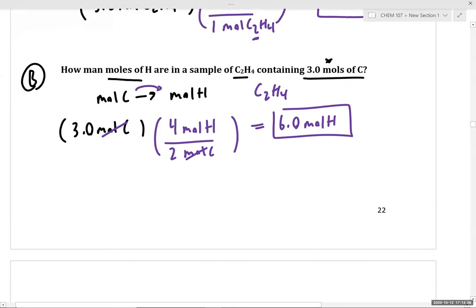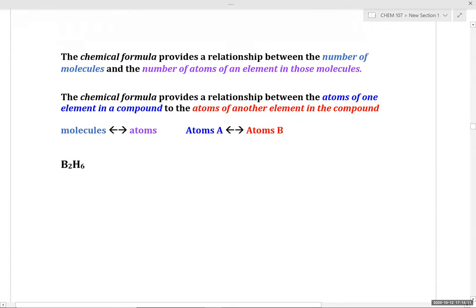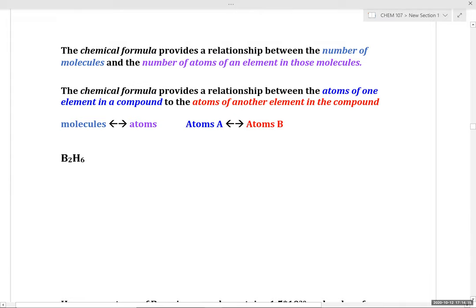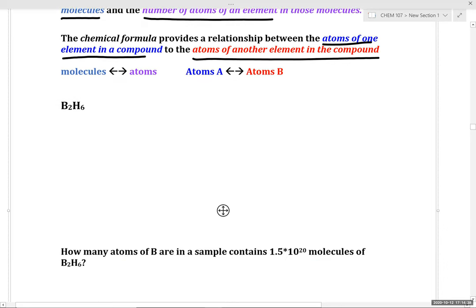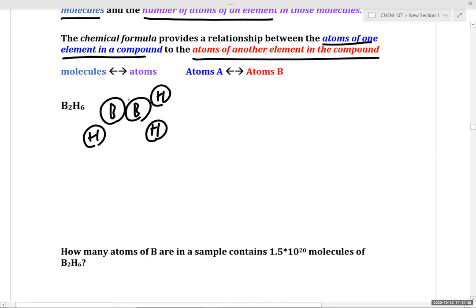Okay, so let's start to add a little bit of complexity here. The chemical formula, as we've discussed previously, is also a relationship between the molecules, the number of molecules, and the number of atoms of an element in those molecules. The chemical formula can also provide a relationship between the atoms of one element in a compound and the atoms of another element in that compound. So for example, in B2H6, not a very fun compound to work with because it's quite flammable, but nonetheless, it's interesting to consider.